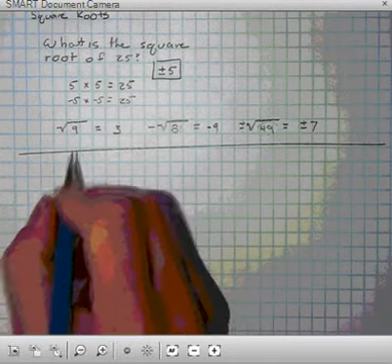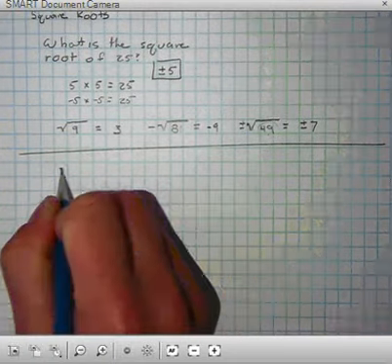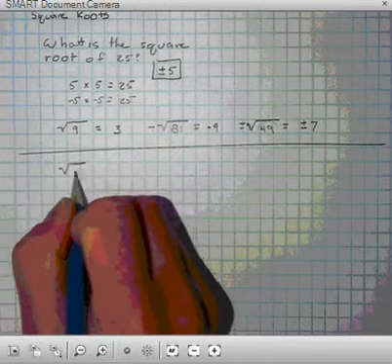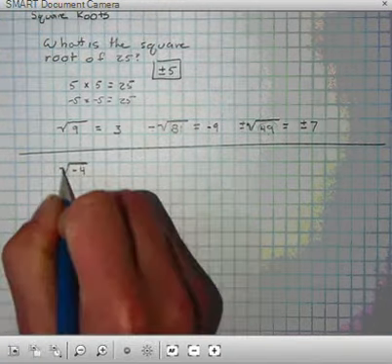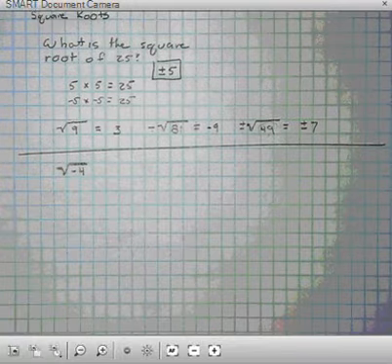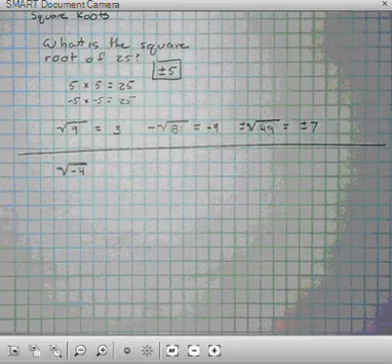Every now and then you're going to get crazy ones like this. Square root of negative 4. Right? Negative 4 is that? The square root of negative 4.